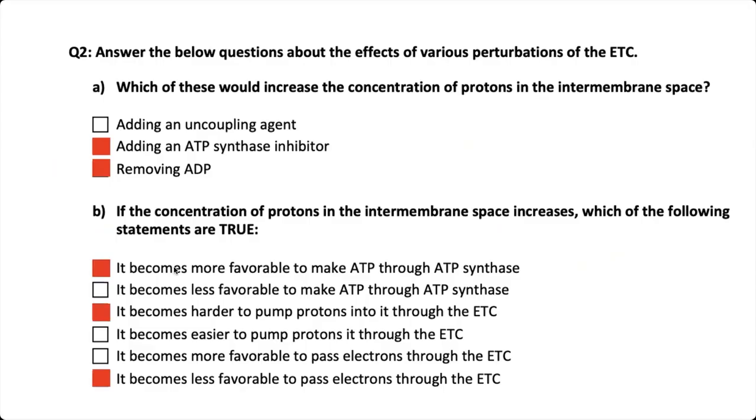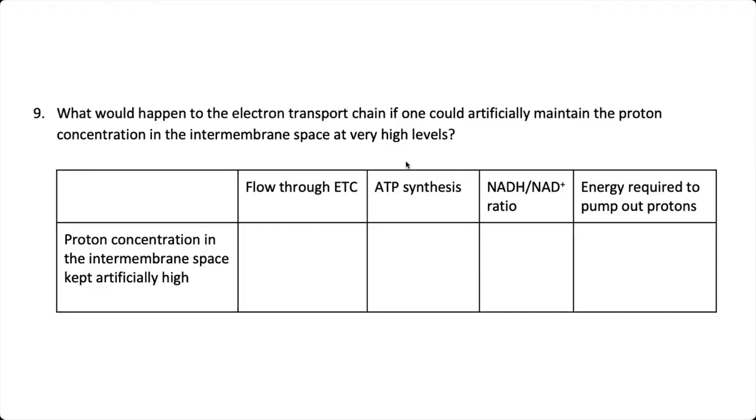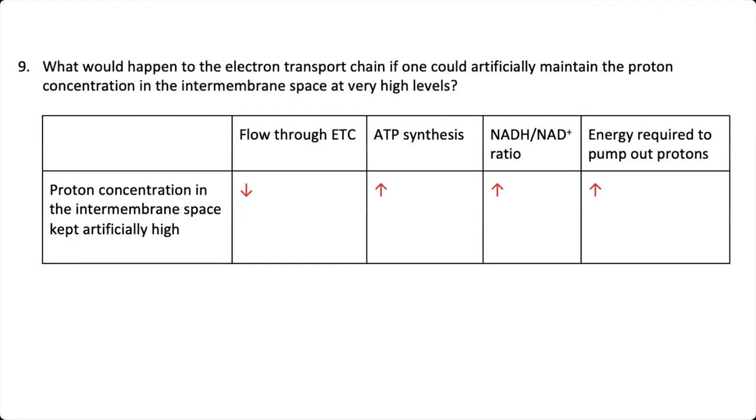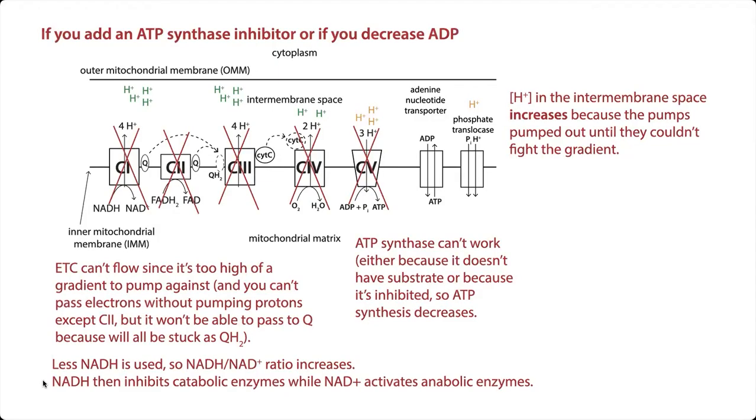So in this case, if the concentration of protons in the inner membrane space is high, it becomes more favorable to make ATP through ATP synthase, but it becomes harder to pump protons, and less favorable to pass electrons. So if we could artificially maintain the proton concentration in that inner membrane space at very high levels, we would have a decreased flow through the electron transport chain and an increase in ATP synthesis, assuming we didn't have those high levels because we were inhibiting ATP synthesis. We would have an increased NADH to NAD plus ratio, because remember that NADH can't pass electrons through complex 1 to Q if you don't have enough electrons to pass.